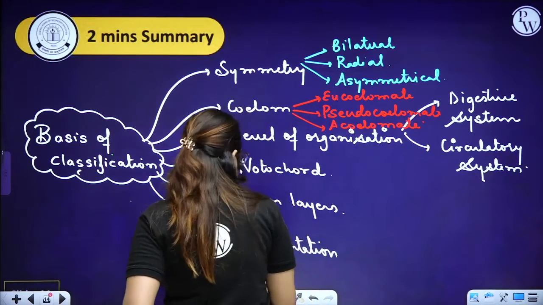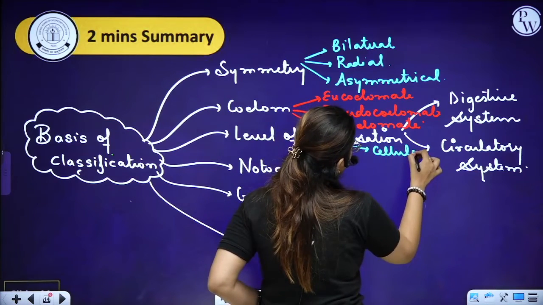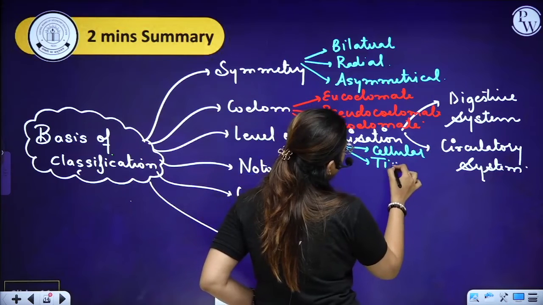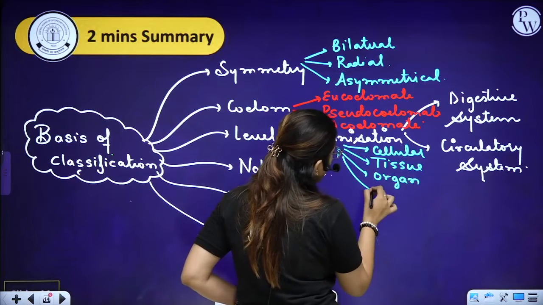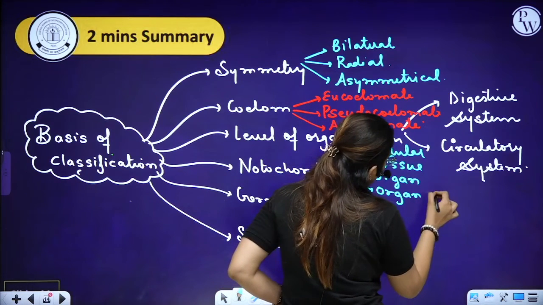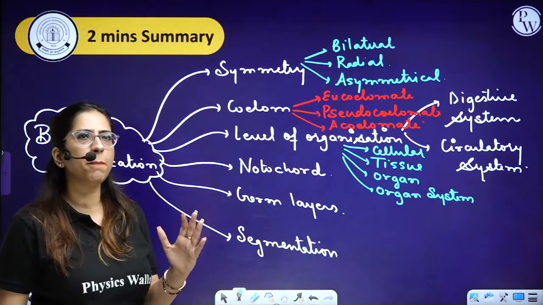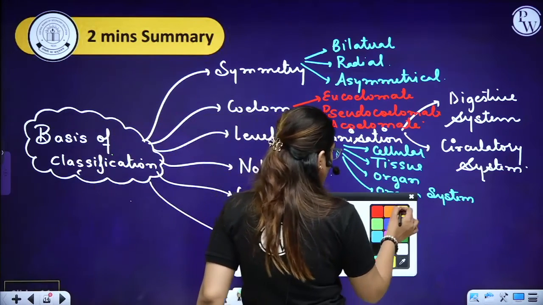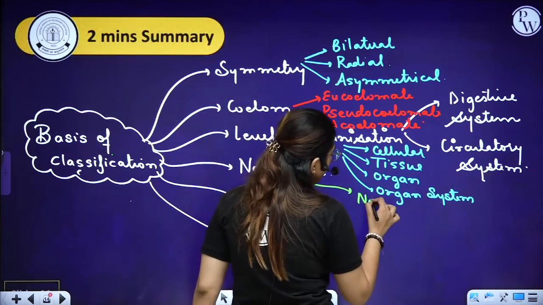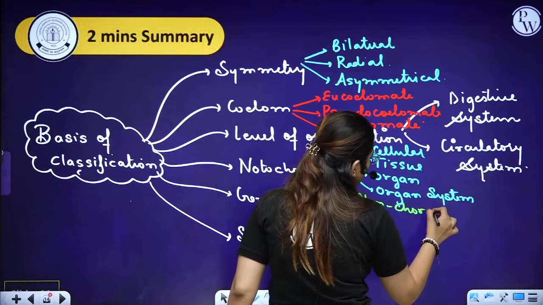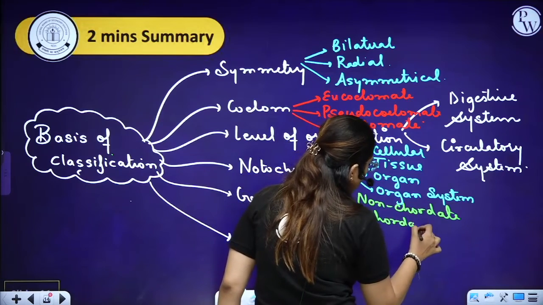The next one, the level of organization, we have discussed: the cellular, the poriferans; the tissue, cnidarians; the organ, and then the last one, organ system level of organization. Revision done. So a mind map is made in your mind. This is important, buddies. Clear? Now the notochord, that means it can be a non-chordate if not present, and if present they are termed as chordates. Clear?